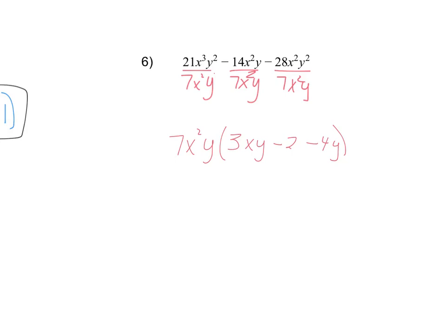The second term, actually all of my variables cancel out, so I'm just left with 2. And then for the last term, my x squareds cancel out, and then when I simplify the y's, it just becomes the 1y. So here is my final expression.